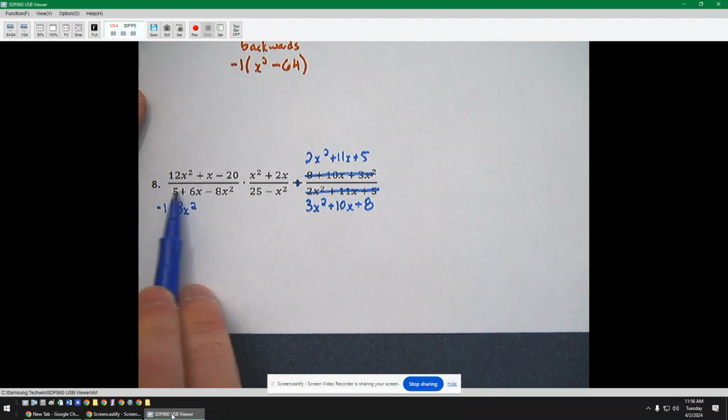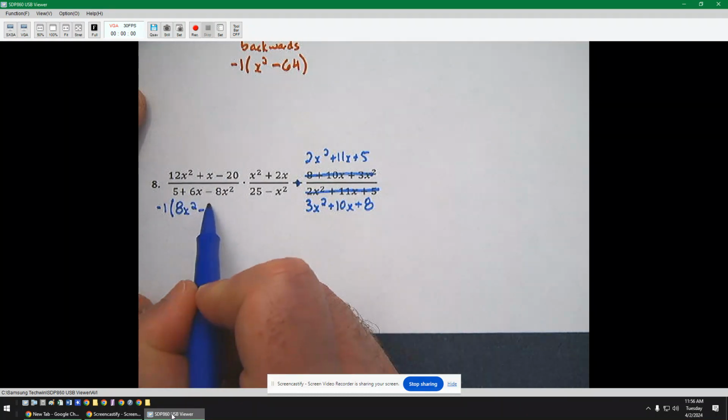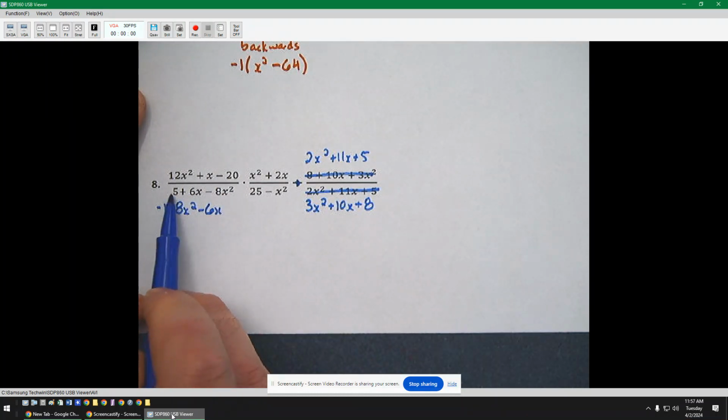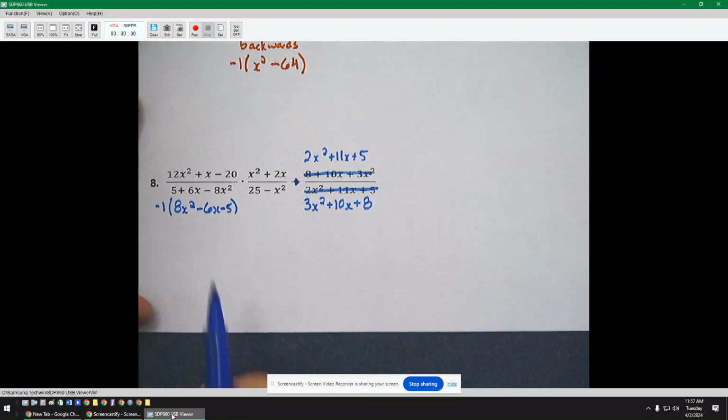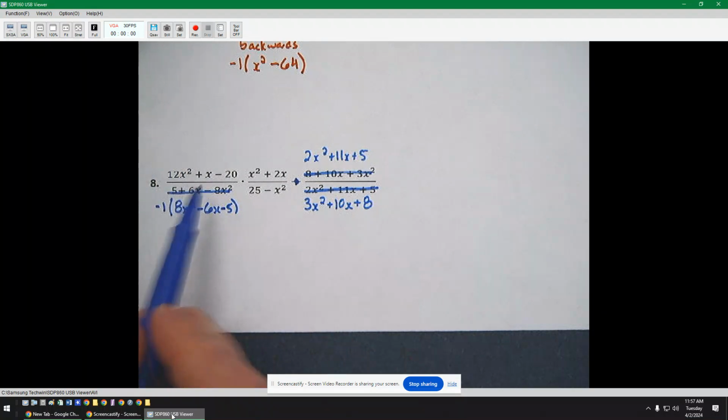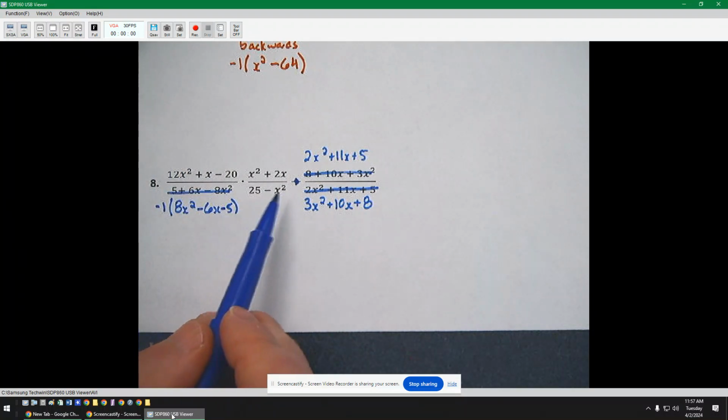But I took a negative out and I've got to take it out of everything. So instead of being 6x, this is now subtract 6x. And instead of being 5, this is now subtract 5. I like to cross out the old stuff so I don't get confused, but you don't have to cross it out if you don't want to. Then I look at the next one.